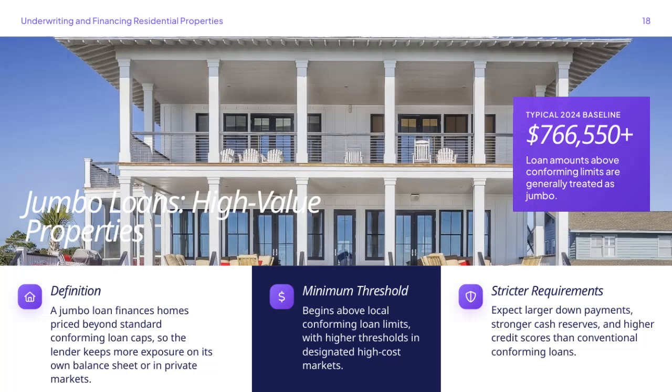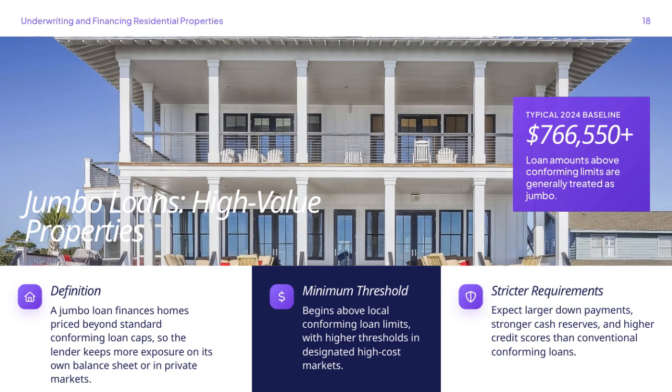Let's talk about jumbo loans, which are designed for high-value properties. In 2024, the typical baseline for a jumbo loan starts at amounts above $766,550. Essentially, any loan amount that exceeds the standard conforming loan limits is viewed as a jumbo loan. The key point here is that jumbo loans finance homes priced beyond the local conforming loan caps.